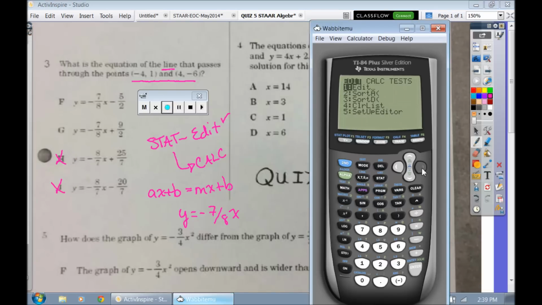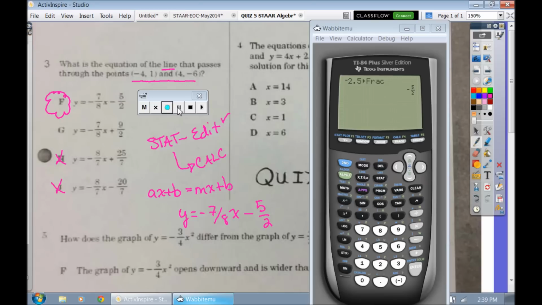Now we're going to go back to stat and go under calc number 4. Let's look for the y-intercept. The y-intercept was -2.5. And if you're not sure how to do -2.5 as a fraction, you can do math frac enter. And it's -5/2, so you'll see the answer is F.